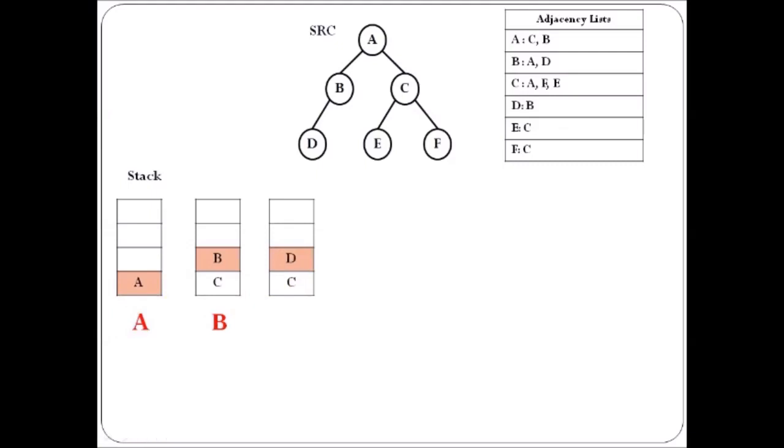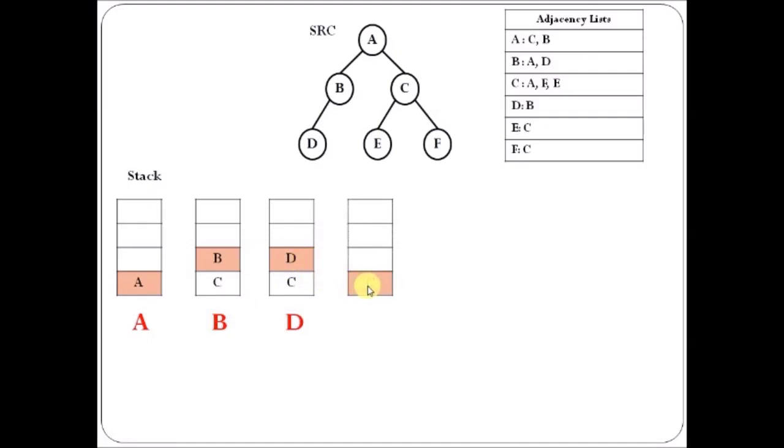The next step is to pop the element D and insert the elements which are adjacent to D. From the adjacency list, it is clear that node B is adjacent to node D. But as we have already covered B, we are not going to reconsider it. So we simply have to decrease the value of top. Now the top points to the element C.